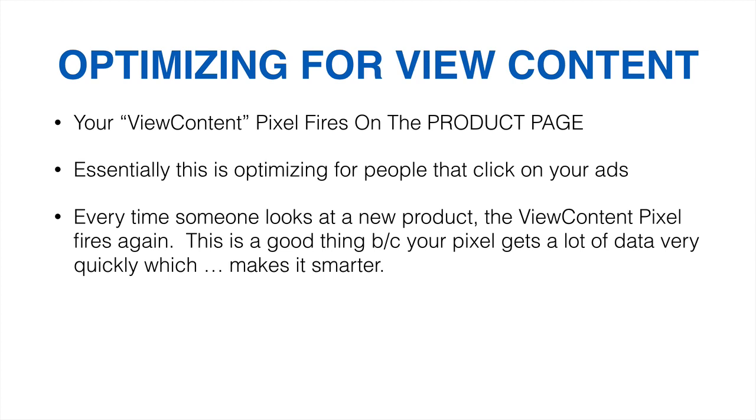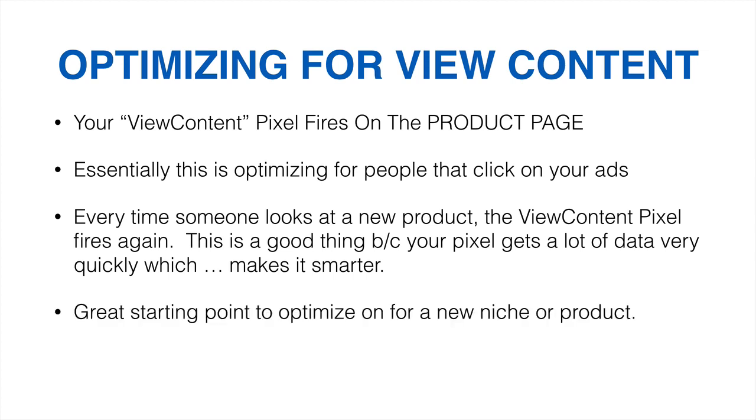So if somebody clicks on your ad and views 7 different products on your website, you're going to get 7 pixel fires because they viewed 7 different products. This type of ad can build up data very quickly because people tend to browse around. This is a great starting point for optimizing your ads for a new niche or a brand new product because you can get so many pixel fires for the view content event so quickly, because it's clickers, people that are browsing your store looking at specific pages and or products.